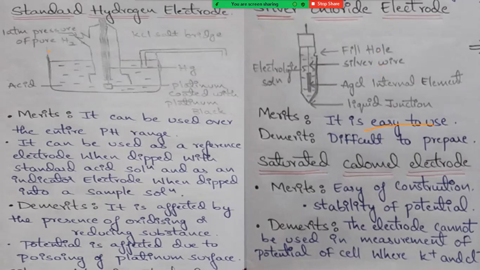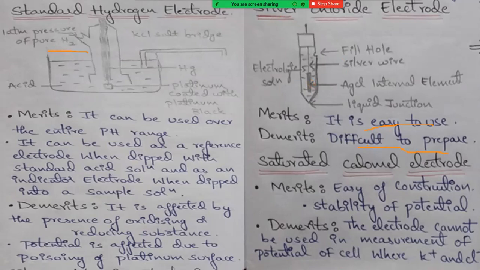There is no formation of any gas with a specific matrix, right? Like in the hydrogen electrode. So it is very easy to use. And the demerit is that it is difficult to prepare, right? Actually, we don't know the exact construction, but it is difficult to prepare compared with the other electrodes.